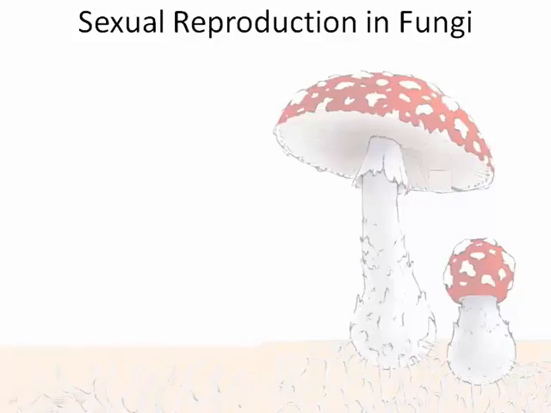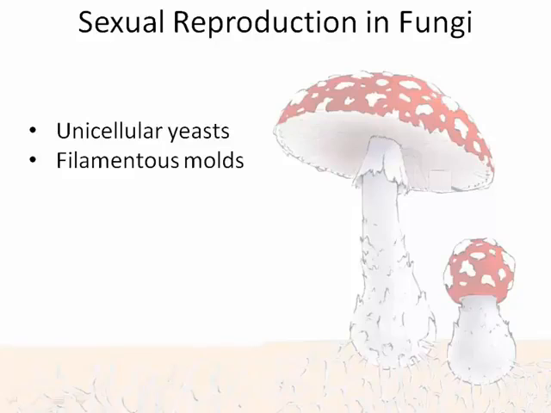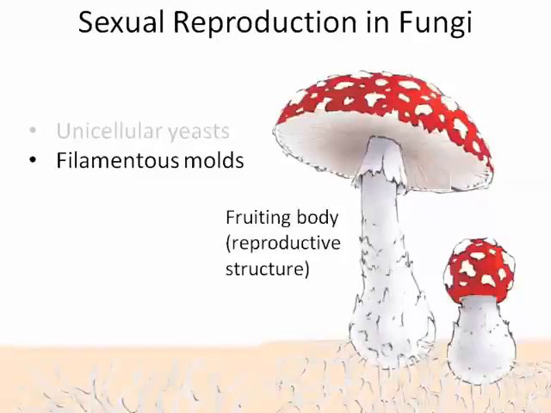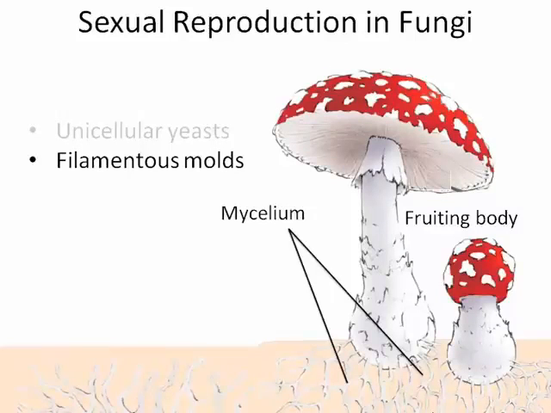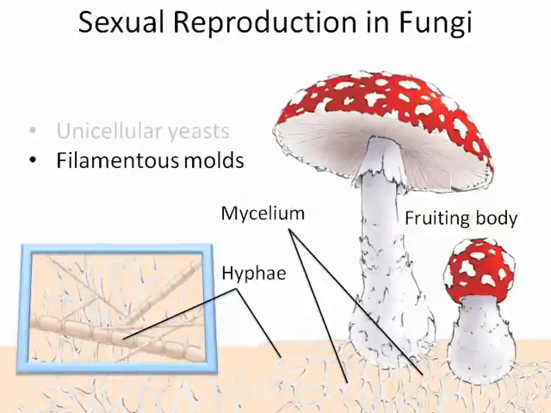There are two basic shapes of fungi, unicellular yeasts and filamentous molds. This video will focus on molds. The sexual reproductive structure of a mold is a fruiting body. Mushrooms are one type. The non-reproductive part of a mold's body is a mycelium. It's made of thin filaments called hyphae.